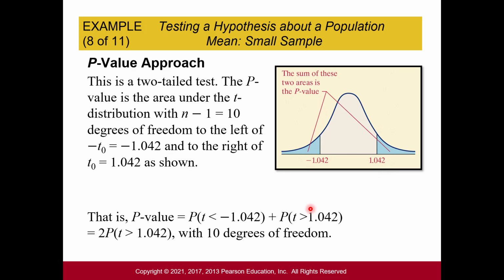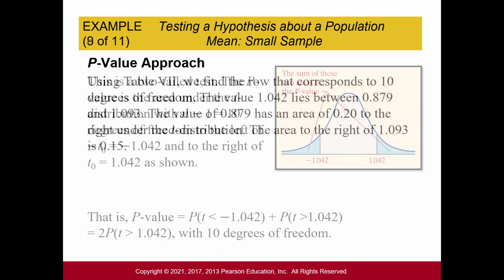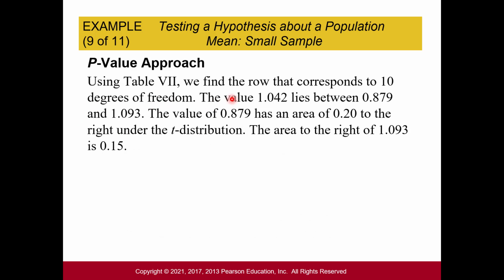And so remember how this works with the two-tailed test. Our p-value is actually twice the probability that t is greater than 1.042. And we're working with 10 degrees of freedom. Okay, so using our t-distribution table, we'll find the row corresponding to 10 degrees of freedom. And then our t-naught value was 1.042. And what we're going to see is that it lies between the two closest numbers, 0.879 and 1.093. And then we'll find the areas corresponding to those two, and that'll help us get our p-value.